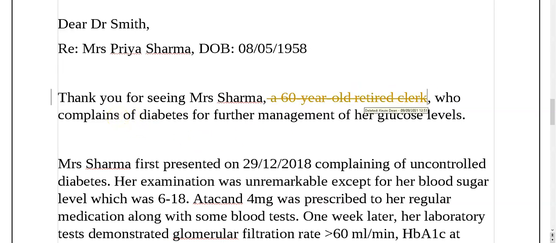Who complains? Why is it present simple? Who complains of what? She's complaining like every day. She's kind of moaning about it. Oh, my diabetes. You mean so? Who is complaining of, or simply who has uncontrolled sugar levels?